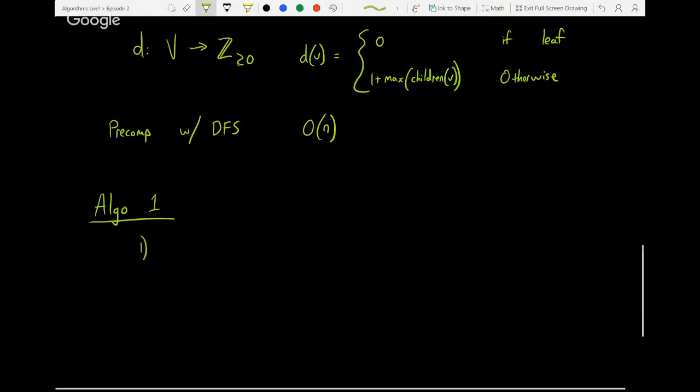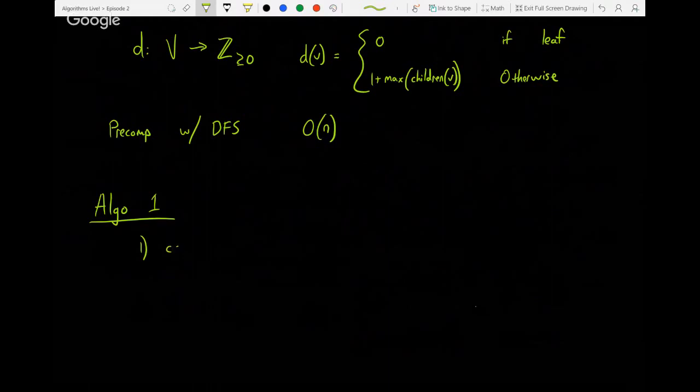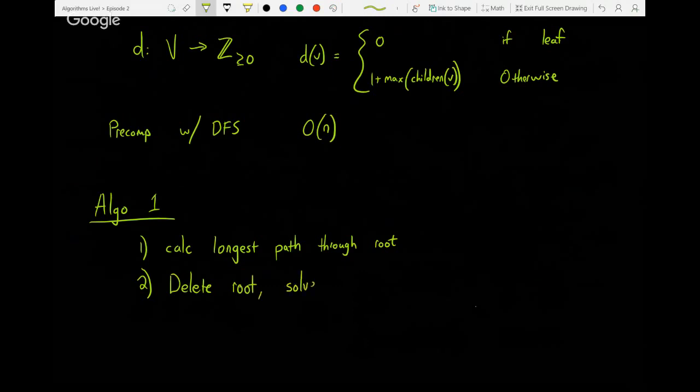The idea is first, we calculate the longest path through the root. So we assume that the root of the tree is on the longest path in the tree. And then what we do is we delete the root. Because if it's not on the longest path in the tree, we can just get rid of it and say, oh yeah, it's not on that. So delete the root and then just solve the problem on the subtree.